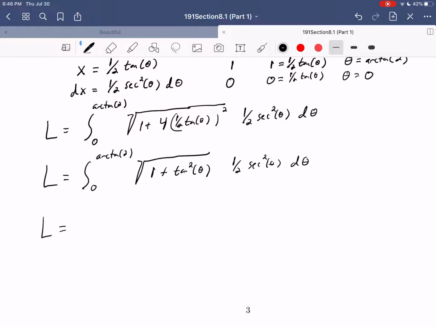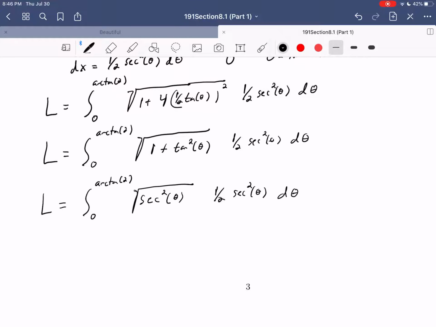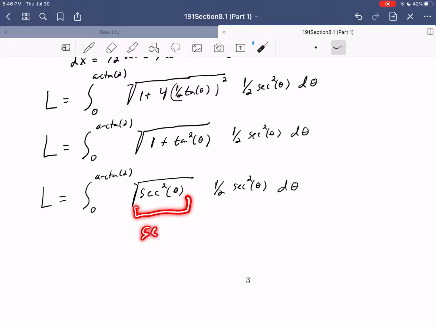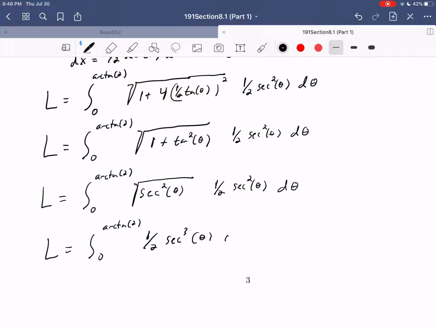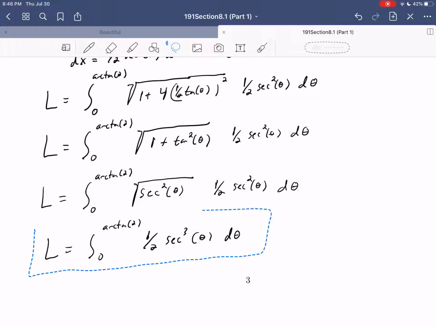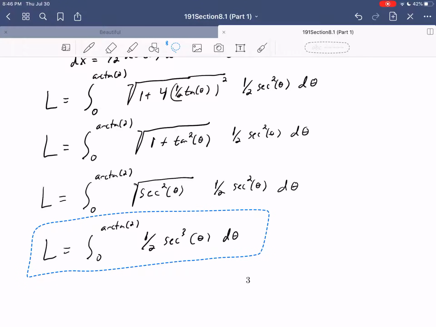So we get L is the integral from 0 to arctan of 2, of the square root of secant squared theta, and we have a 1/2 secant squared theta d theta. And, of course, this is going to become a secant theta. That'll mix with this secant squared, and it looks like we now have the integral from 0 to arctangent of 2, 1/2 secant cubed theta d theta. All right, let's grab this and move on to another page to actually finish up evaluating here.